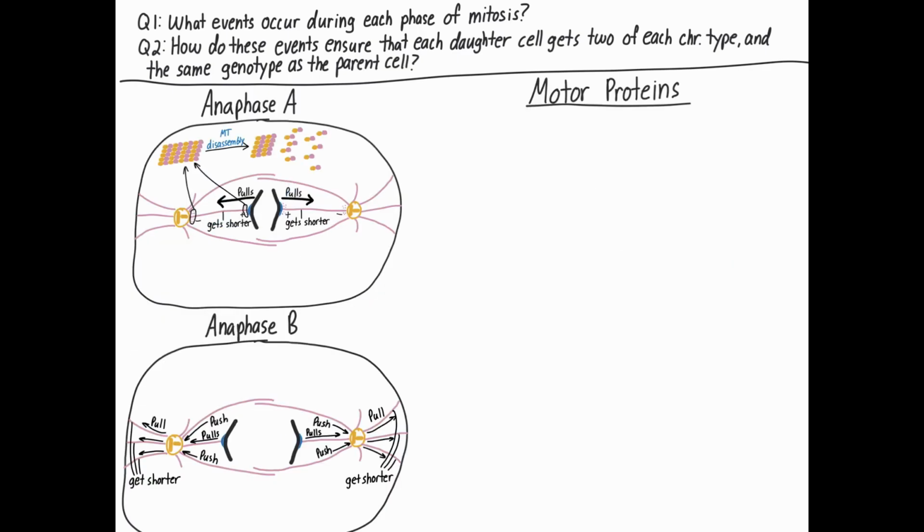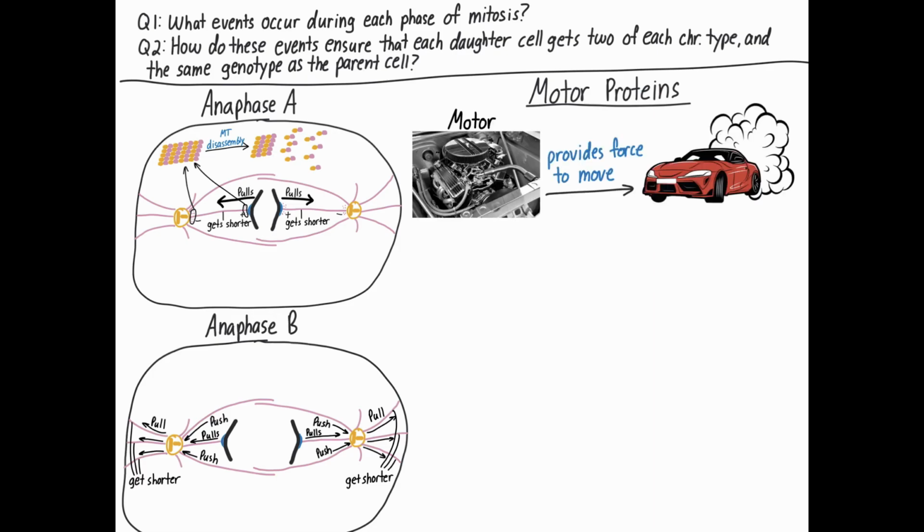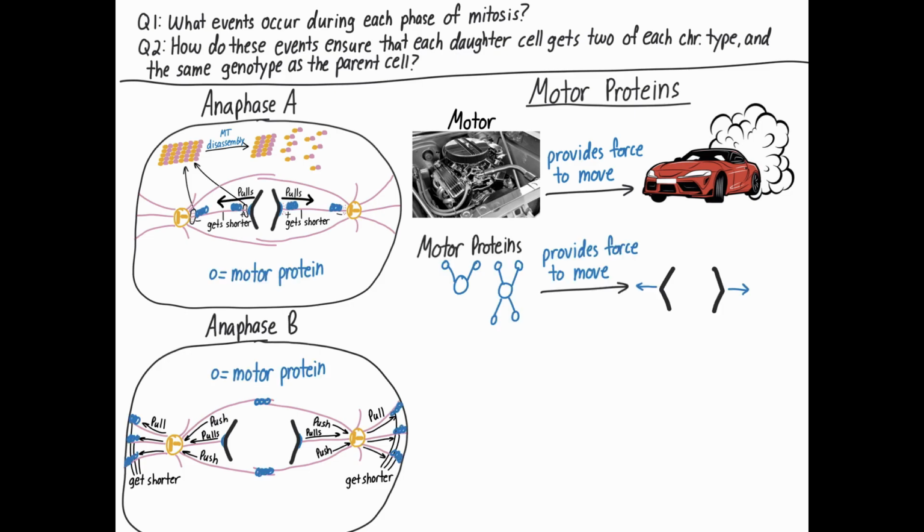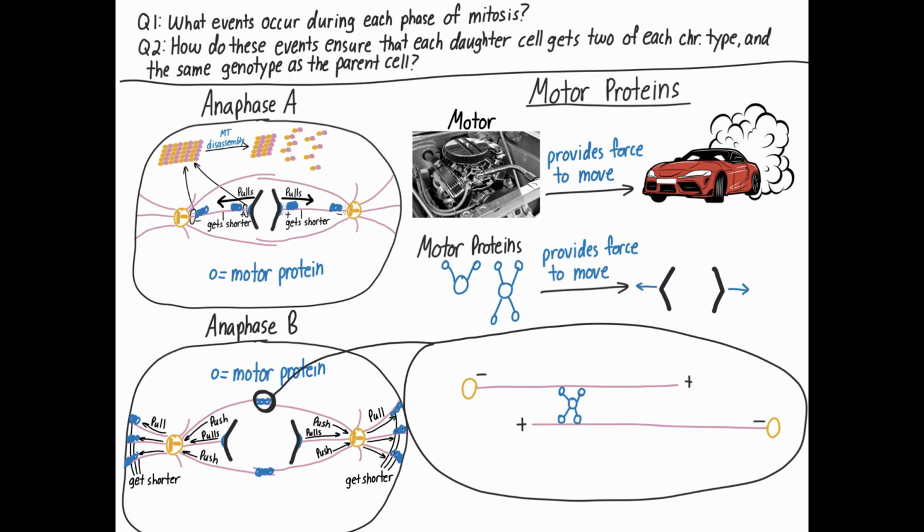The force behind these movements is often produced by proteins called motor proteins. Just as the motor of a car provides the force to move it, these motor proteins provide the power to move chromatids. For example, in the polar microtubules, motor proteins walk towards the positive ends of the microtubules, pushing the microtubules and the centrosomes that they are attached to away from each other.